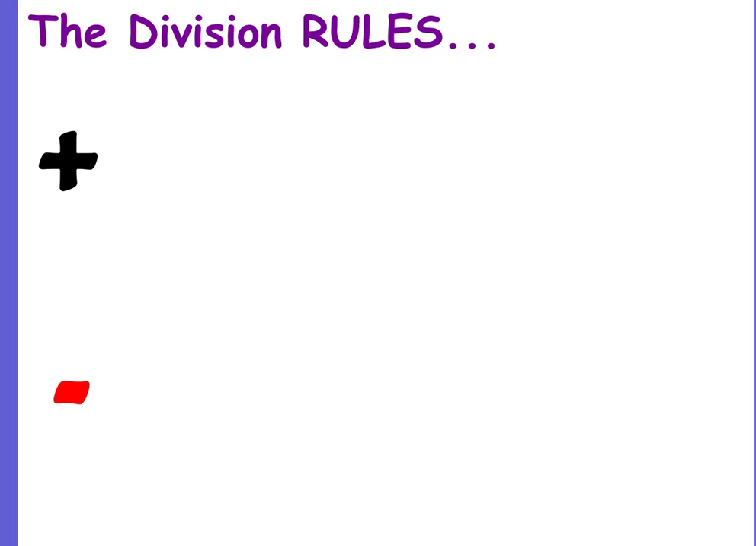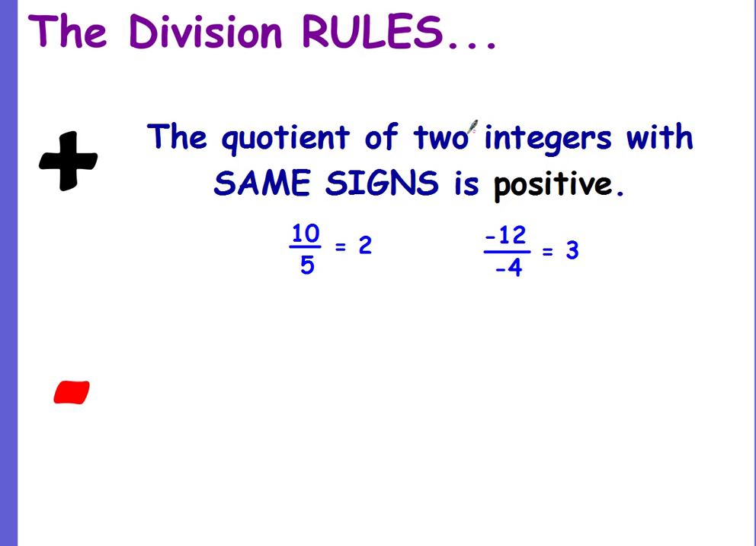But what about with division? What did you think? Are the rules going to be different for division? No. The division rules are going to be the same. The quotient of two integers with the same signs is going to be positive. You'll need to put this in your notes booklet. So if I have 10 divided by 5, they're both positive, it's going to give us a positive answer. If I have negative 12 divided by negative 4, they're both negatives, same signs, positive answer.